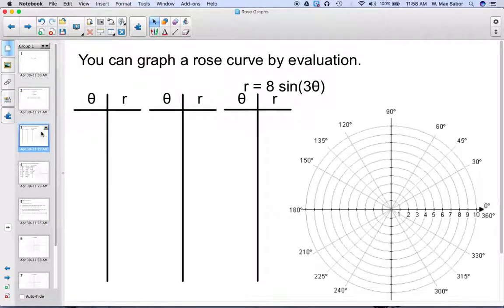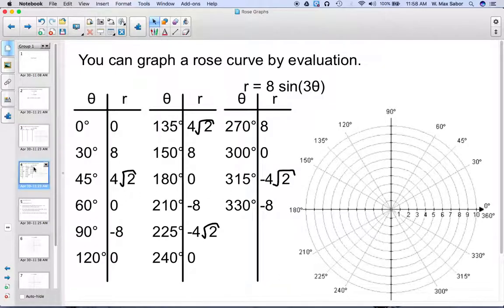You can graph a rose curve by evaluation. If you want to take a bunch of theta values, plug them in, find out what 8 times sine of 3 theta is, and then plot each of those points separately, you can. And what we're going to do is do that first. I've set up already what these points are. So 0, 0. At 30 degrees, we're at 8. At 45 degrees, we're at 4 square root of 2, which is just less than 6.